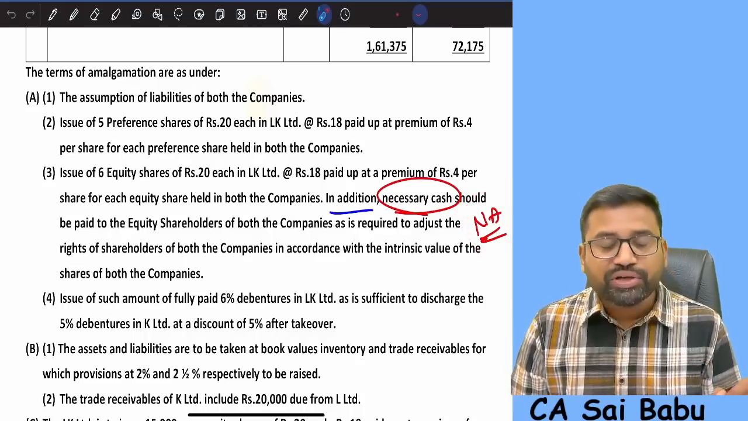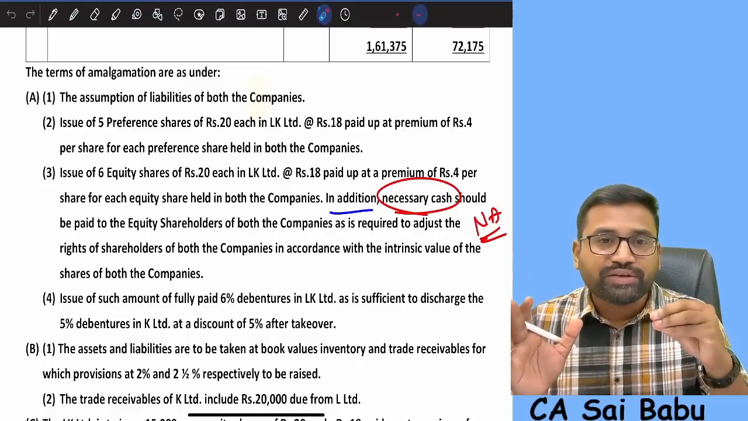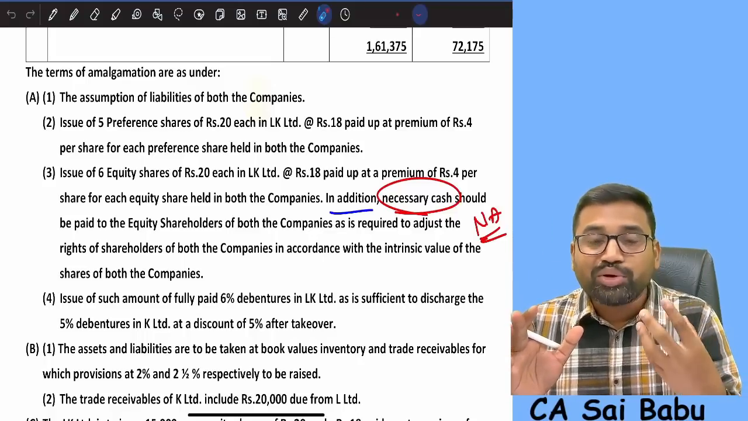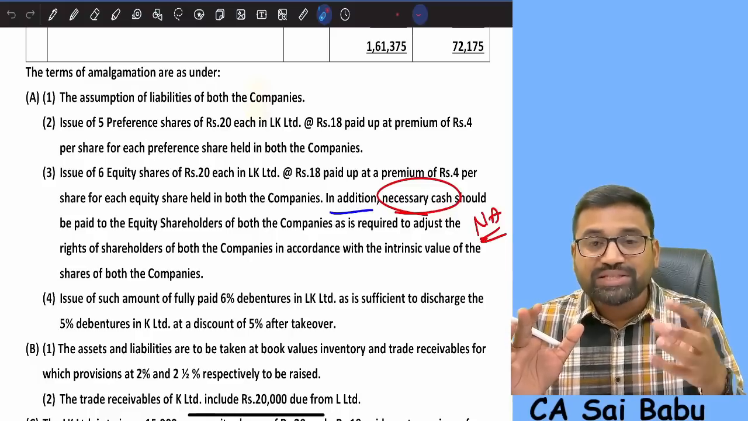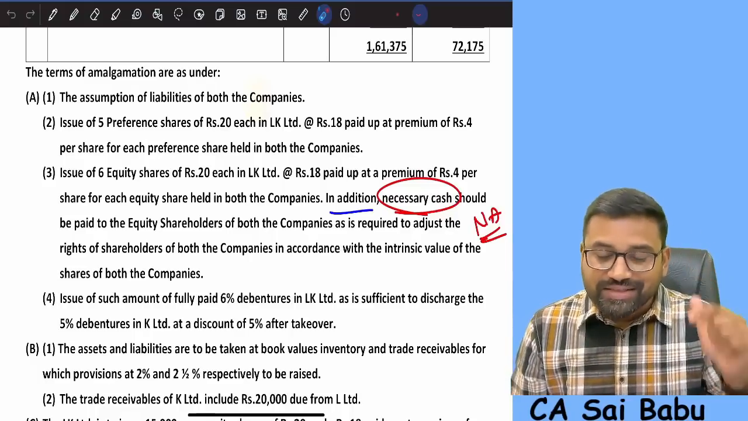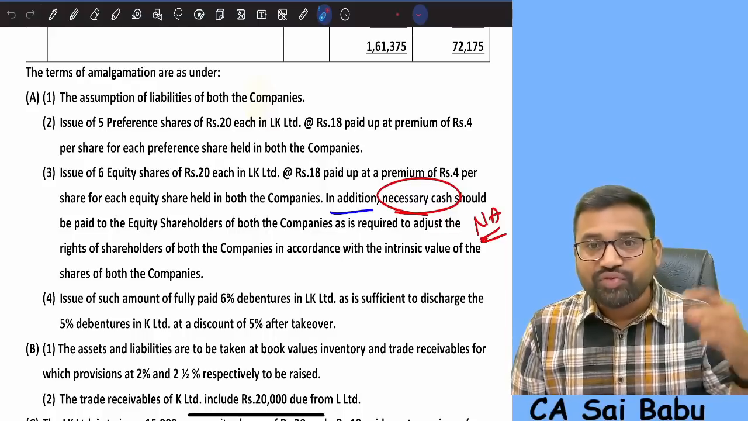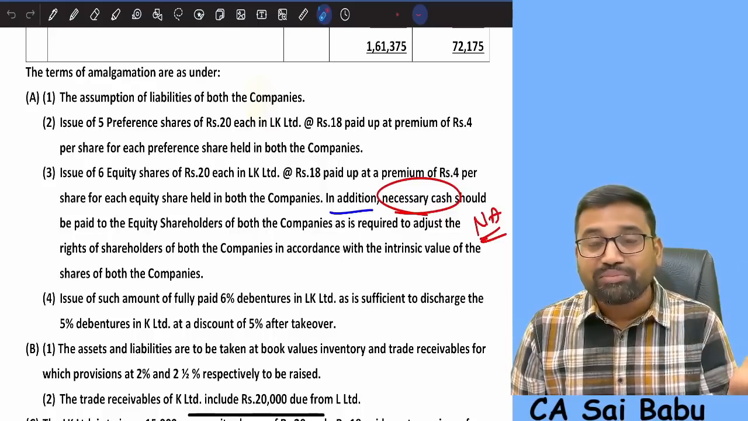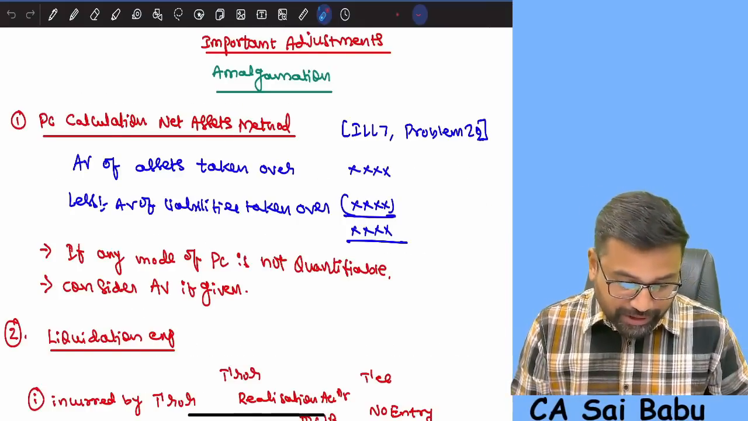So the first important thing when you are reading the amalgamation question: based on the information available in the question, am I able to calculate PC or not? If you are unable to quantify the PC based on the information, then understand this is the net assets method. So I need to find out the net assets of the transferor company, that is, agreed value of assets taken minus agreed value of liabilities taken. Okay, that is the first important adjustment.